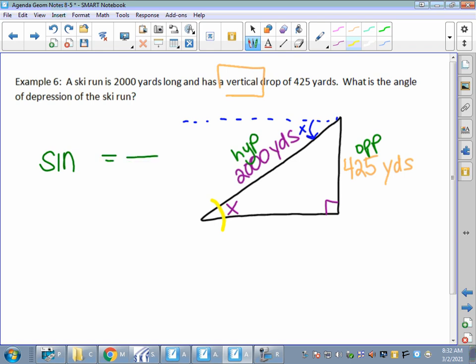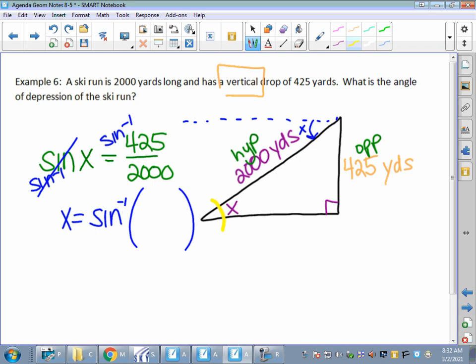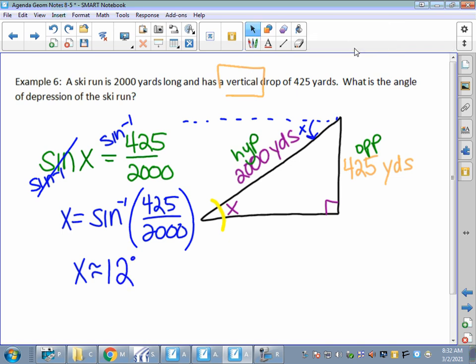So sine of an angle equals opposite over hypotenuse, and that angle is our unknown, so we can put an x or an a or whatever variable you want. We're looking for an angle. So remember how we find an angle, 8.4c. The only way to separate an x from a sine is to do an inverse sine, but I have to inverse sine both sides. So paper and pencil math tells me I've got inverse sine of 425 over 2,000. When I do that math, I'm going to figure out what the angle is, rounding to the nearest whole degree, because that's what we do for degrees. I've got about a 12-degree angle of depression.